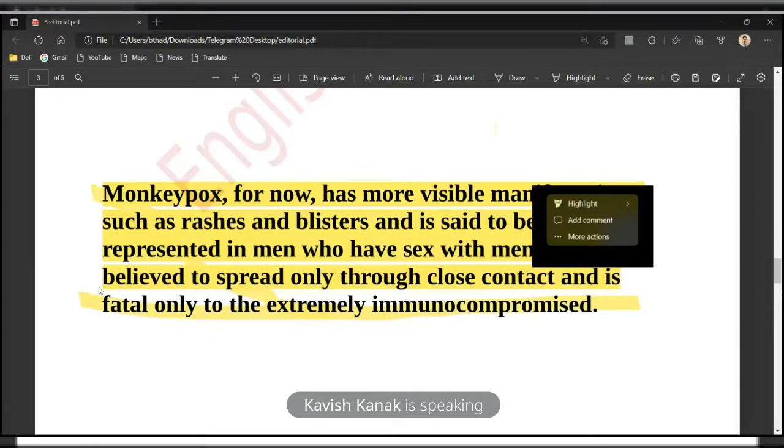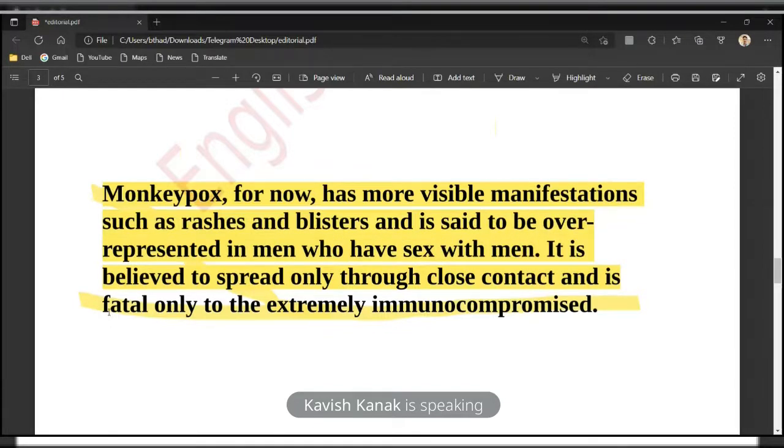And it is quite clear that because of close contact, it doesn't spread in the same manner as COVID has spread.